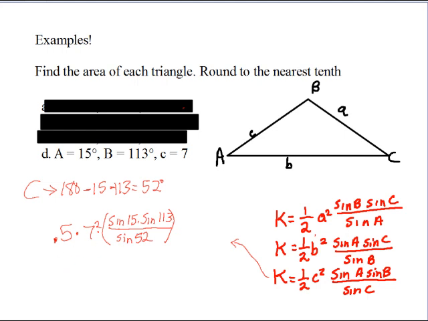And when we plug this in, let's go ahead and identify. I don't want to just throw stuff at you. Remember, this is your 1/2. This is your little c. This is your big A. This is your big B. This is your big C. And when you plug that stuff in, you should get approximately, and I don't know why this number is so low, 7.4. Okay? So you have your 4 examples.